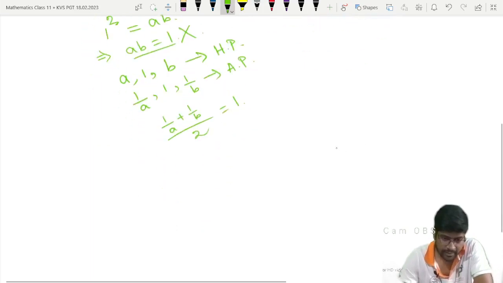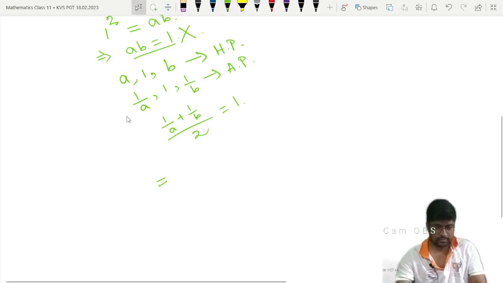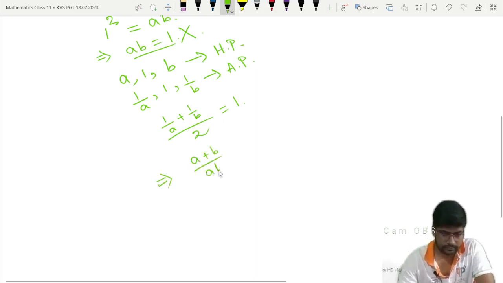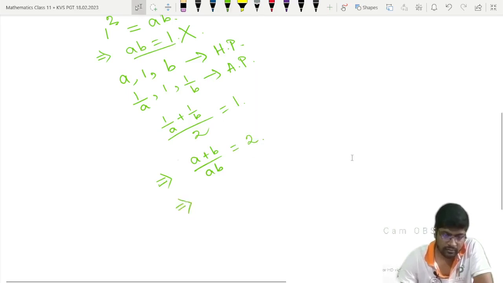That will give us A plus B divided by AB is equal to 2. Now whether this relation will be correct or not, that we have to check. Whether A plus B by AB is equal to 2.